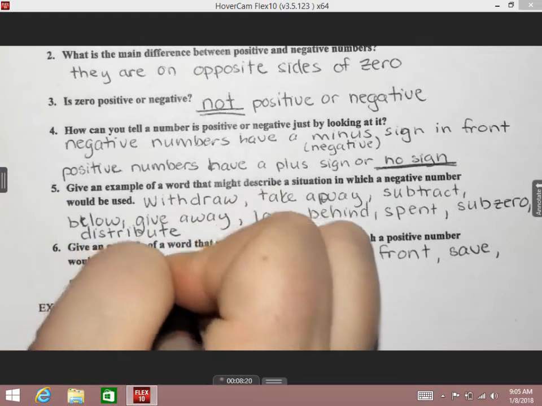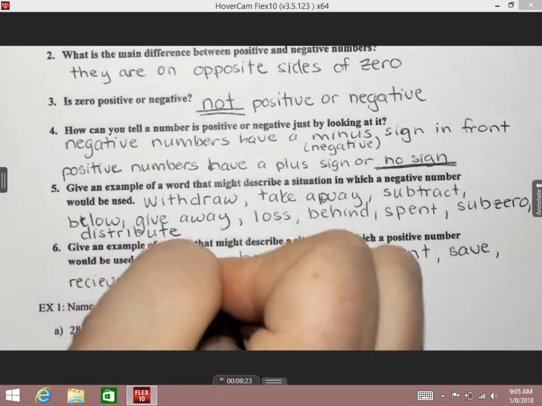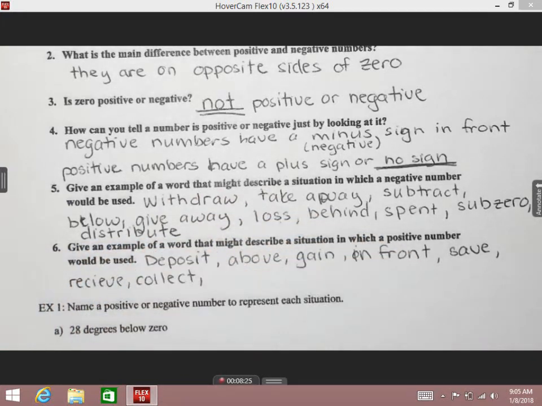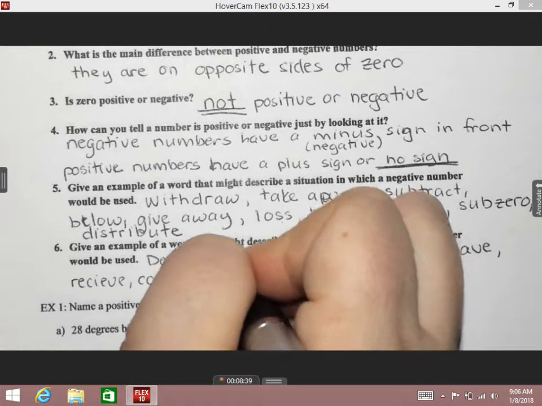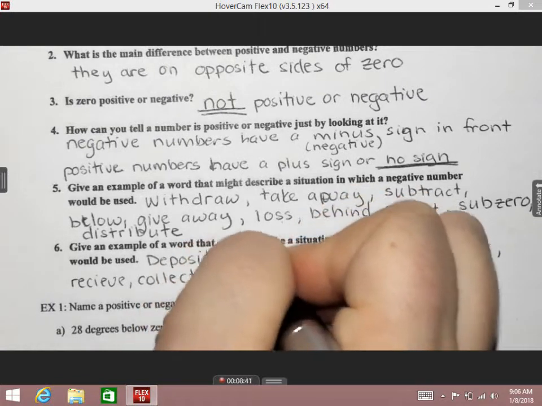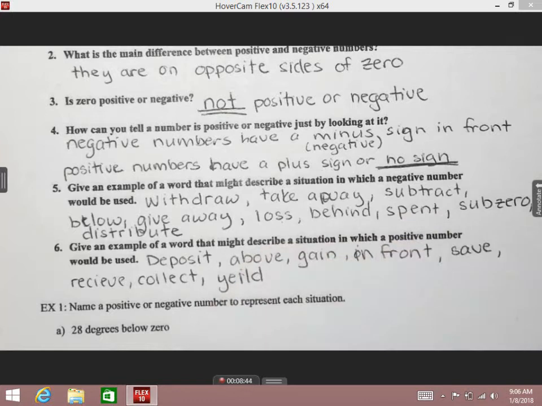What about collect? The other one that they got was yield. Remember we had talked about when a company yields a profit or the garden yielded 26 tomatoes. That means that it created or we collected that amount. So yield would be a positive. Okay. All right, I think that's good.